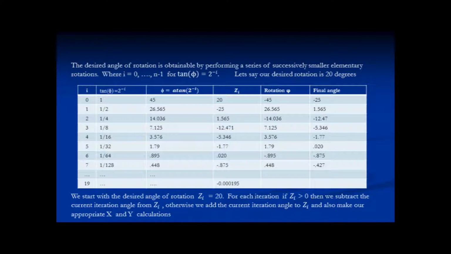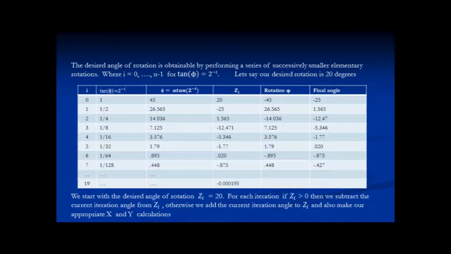In this example, we start with the desired angle of rotation, which we'll call z sub i, which we'll say is 20 degrees. For each iteration, if z sub i is greater than 0, then we subtract the current iteration angle from z sub i. Otherwise, we add the current iteration angle to z sub i until hopefully we approach 0, or at least very, very close to 0. Once that happens, we have the new x sub n and y sub n that we originally wanted. Notice that in this example, at iteration 19, our error in degrees is quite small, only 0.000195 degrees.